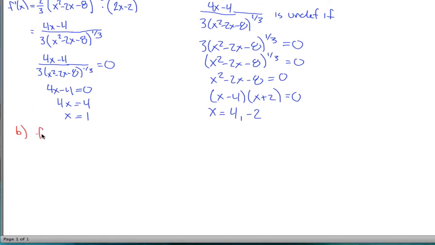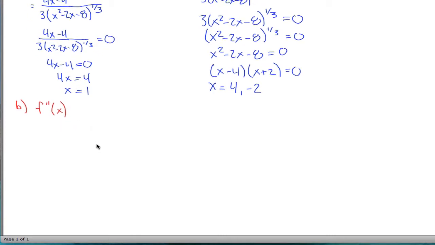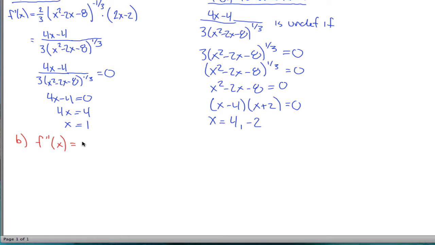Alright, to use the second derivative test, I need to know the second derivative, f double prime of x. And that's going to be equal to the derivative of my first derivative up here, 2/3 times x squared minus 2x minus 8 to the negative 1/3 times 2x minus 2.